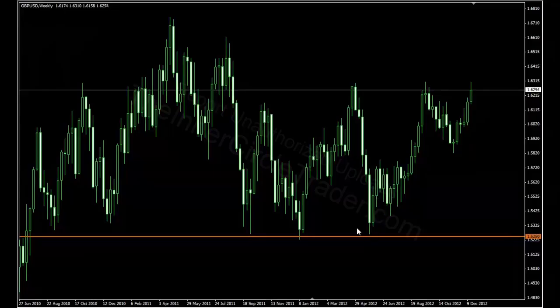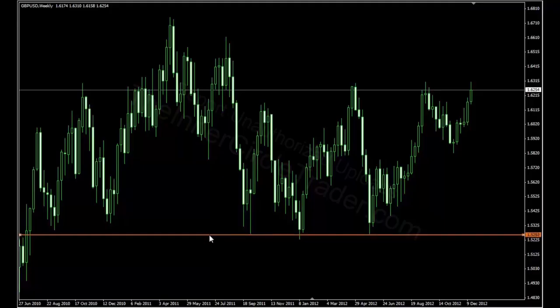Okay, so now look what we have here. We have price finding support. Now by moving down to a weekly chart, we can more closely calibrate these levels. Now this is 152.50. But now watch what happens when we start moving up to these lows that are here. We have a low here, we have a low here, we have a low here.